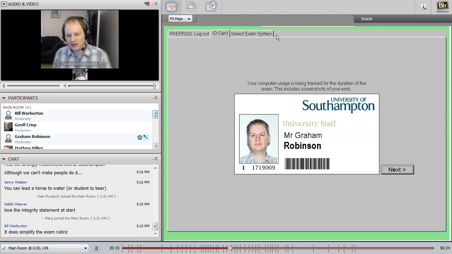But now we don't have to bother at all. If students turned up without any kind of identification, then this ID card screen comes up. This looks exactly the same as their actual student card. Obviously it says university student for them. And they can compare that against the real person with no issues.